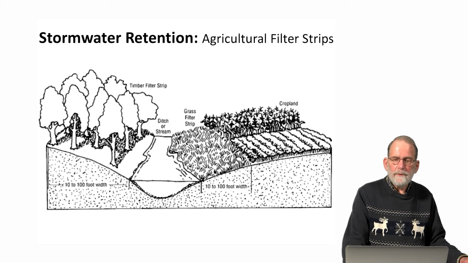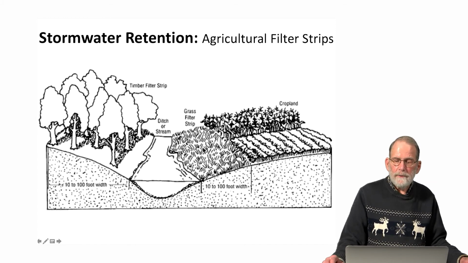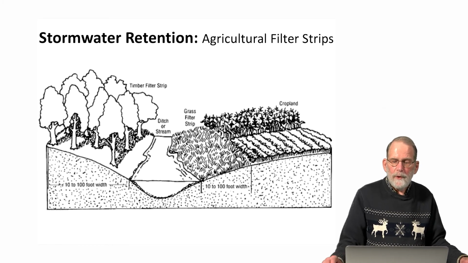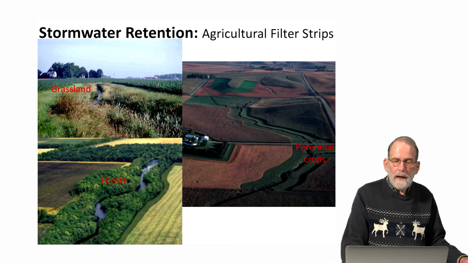Another example of agricultural filter strips, forested filter strips on the left, in this case being used for timber production, and a grassland filter strip on the right. And again, depending upon the nature of what's happening in the upland area and the size of that upland area, we can have different widths of filter strips being needed. And I showed this slide again before.